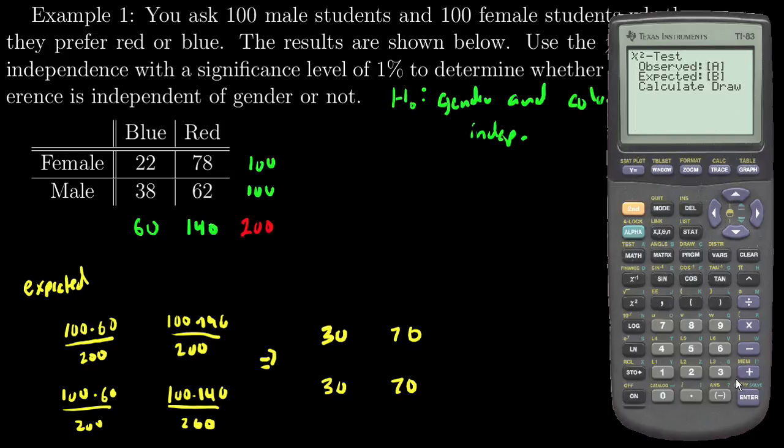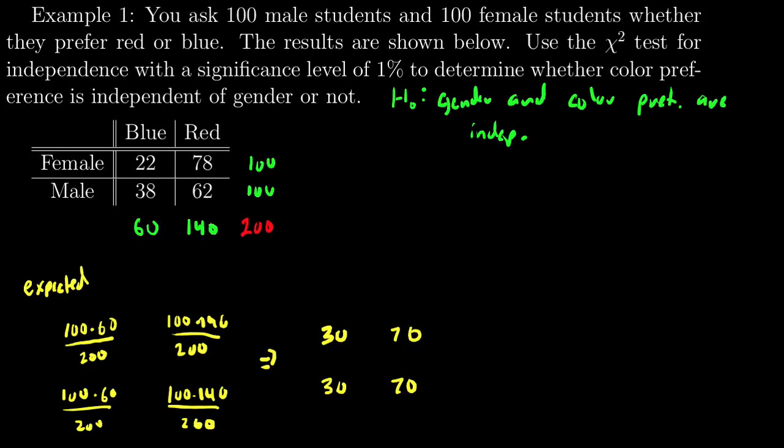My observed is in A. I will put the expected into B. I didn't need to actually program anything into B. And I'll calculate it. And there we have it, 6.095, which was the same that we got. It tells me the degrees of freedom are 1. And the probability is actually 0.0135. So the P will accept as long as we're above the significance level. The chi-squared will accept as long as we're below the critical value.